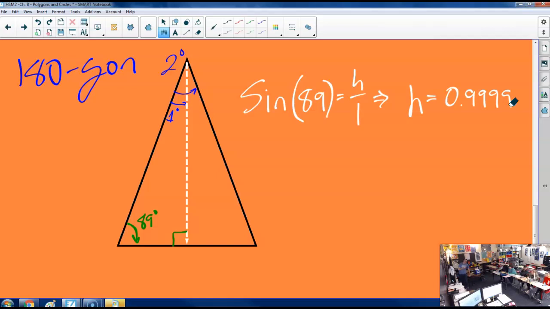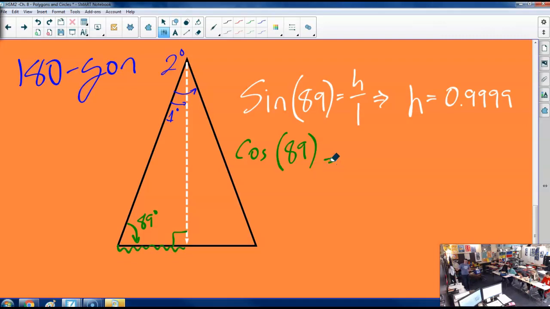I mean, essentially you're saying the hypotenuse is very, very close to the height. Yeah, that makes sense because of 1 degree. That's why I was a little confused. So then we could do cosine of 89 for this length, and let me tell you what I got.